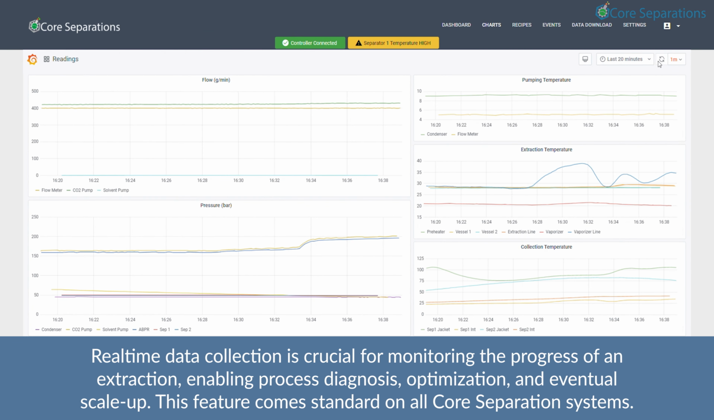Real-time data collection is crucial for monitoring the progress of an extraction, enabling process diagnosis, optimization, and eventual scale-up. This feature comes standard on all Core Separation systems.